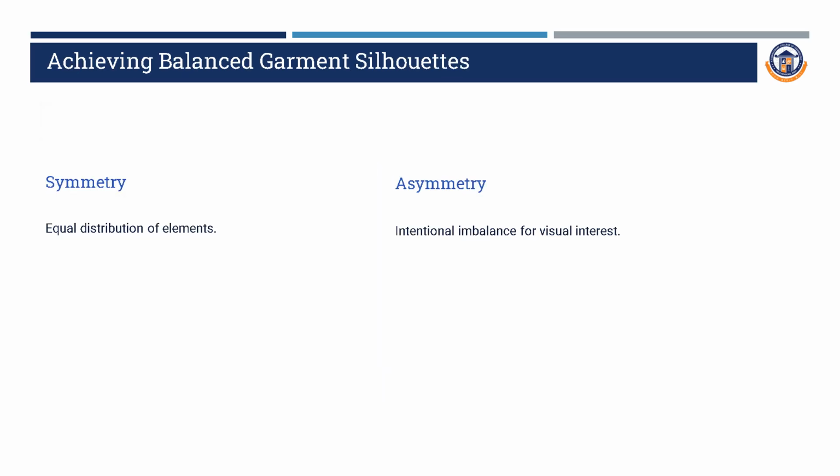Achieving balanced garment silhouettes, we need to have two kinds of approaches. One is the symmetrical approach, another one is the asymmetrical approach. Equal distribution of elements for classic structured design. Intentional imbalance for artistic unique fashion pieces. For example, a peplum dress uses symmetry, whereas an asymmetric dress creates a more dynamic and fashion-forward look.